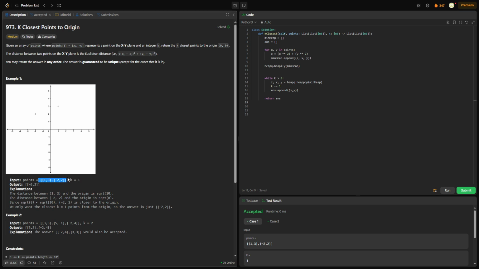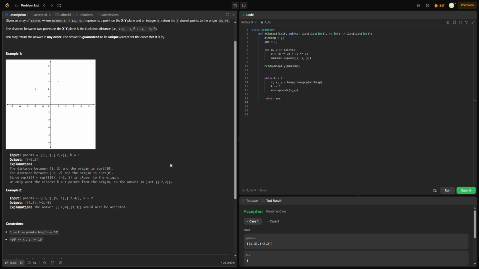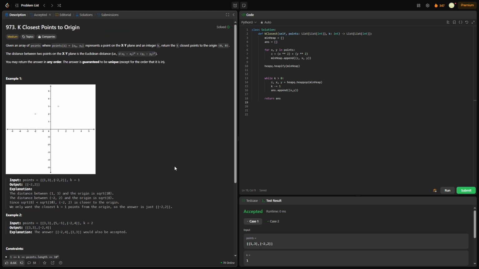So here, for example, we have 2 points. K is equal to 1. We have to return 1 point that is the closest to the origin. It'd be this point, right? This picture is kind of hard to tell, but you get the point, I think. No pun intended. So yeah, kind of a simple problem and solution.